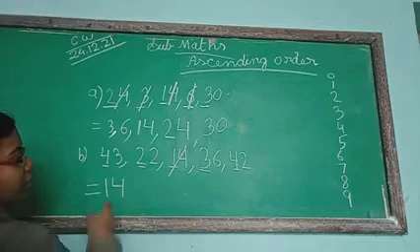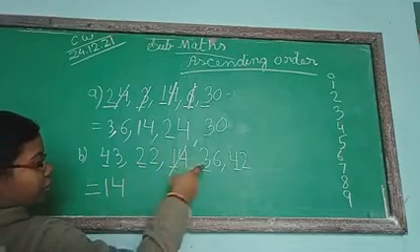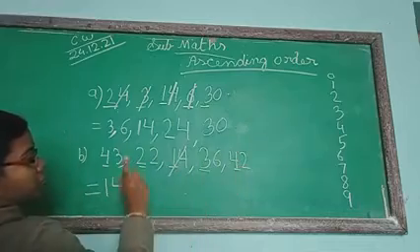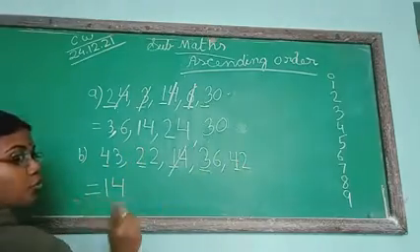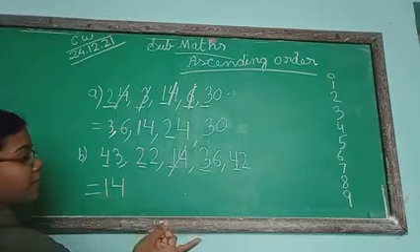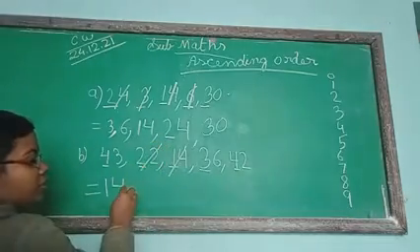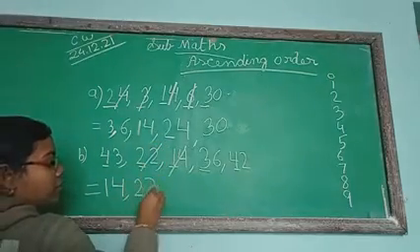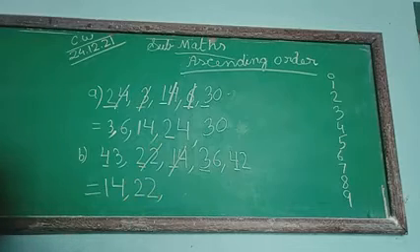Now you see, here it is 4, here it is 2, here it is 3, here it is 4. So after 1, 2 will come. 2 is the next number. So 22 is the next smallest number. We are arranging in ascending order, and ascending order means smaller number to bigger number.